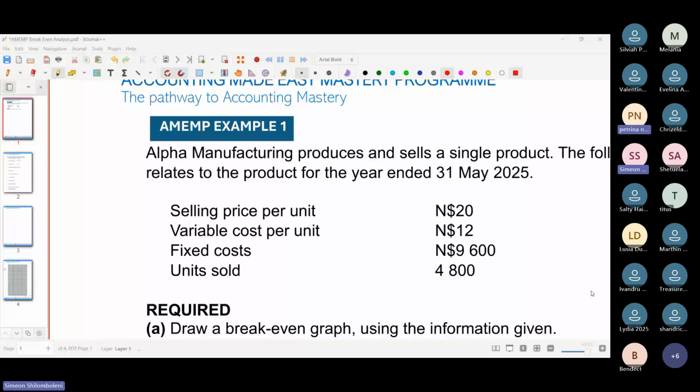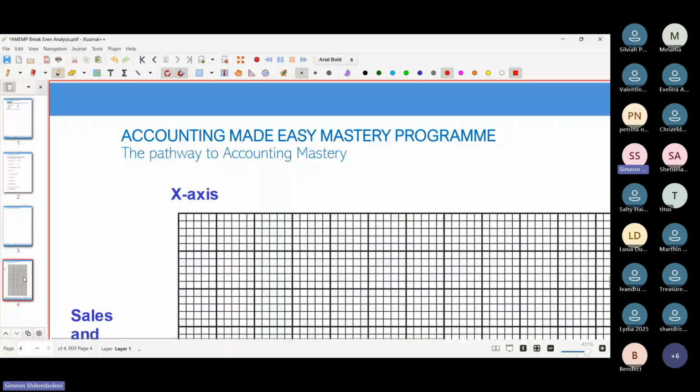Just 1,200 units. So the number of units is 1,200. Okay. Yes, sir. Let's see, will it work? Okay, so in this case, it's fine.